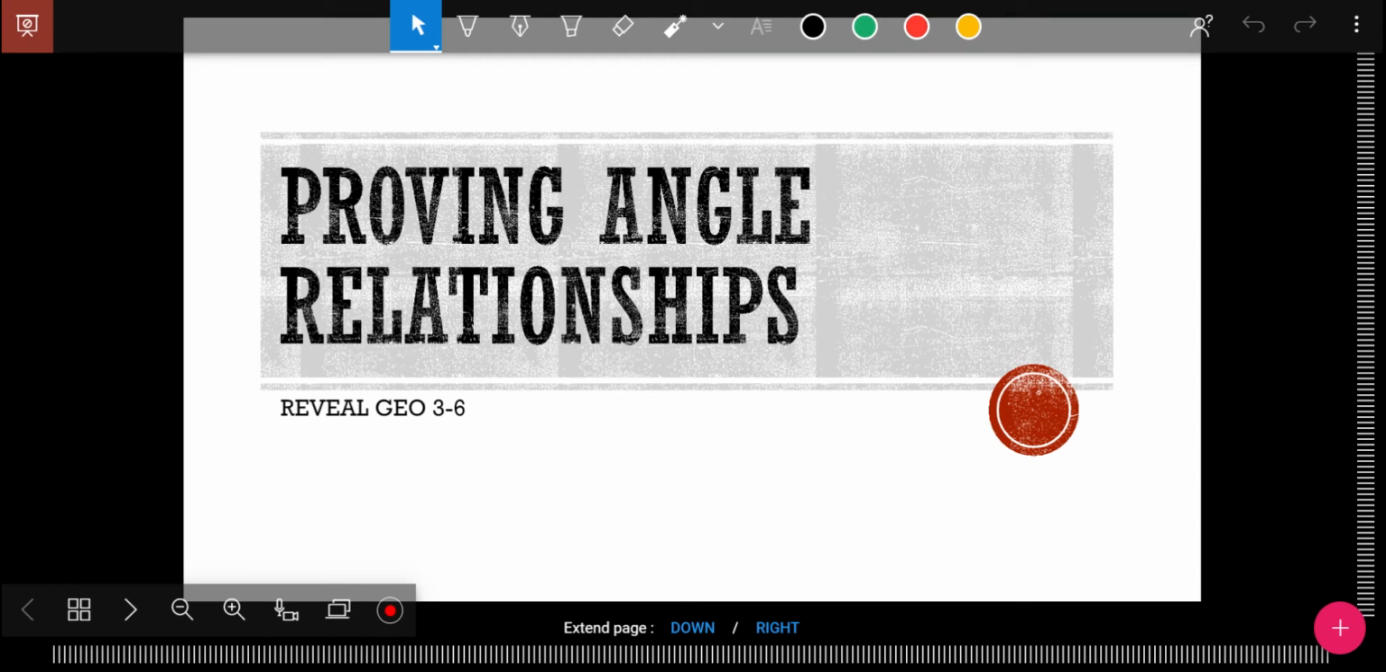Today's notes are going to be on Module 3, Section 6, Proving Angle Relationships. A lot of the notes here are not new, but I am going to encourage you to still get them down as they're going to be important for proofs moving forward as well.